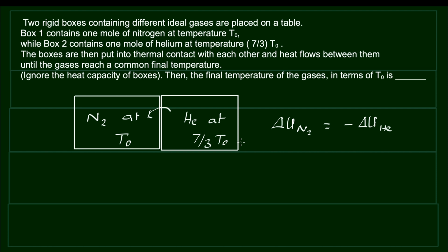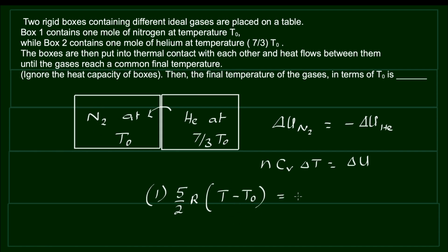Let's say the final temperature is T. So what is the change in the internal energy? It's going to be NCV delta T. That is our formula, NCV delta T for change in the internal energy. So for nitrogen, it's going to be 1 mole times CV for nitrogen. It's a diatomic gas, which means CV is 5 by 2 R times change in the temperature T minus T naught. That's equal to minus delta U for helium.